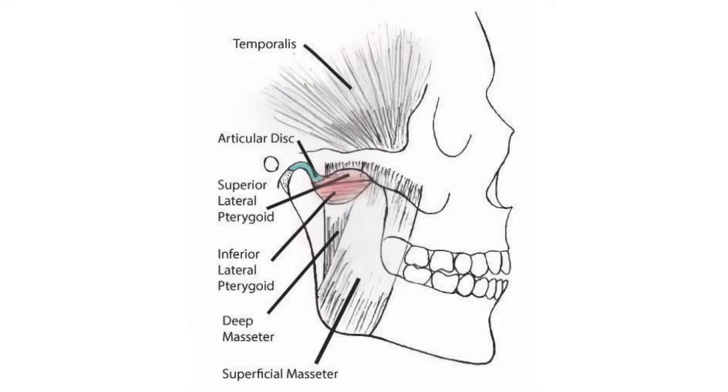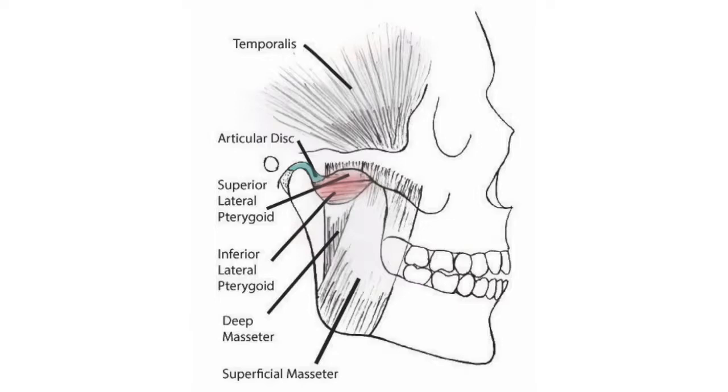This is the primary mover of the mandible. It's going to shift the mandible forward and left and right. So when we get to movements, this is the main muscle we're talking about. When both lateral pterygoids contract, the mandible protrudes. When only one side contracts, we get translation into a working or non-working movement.